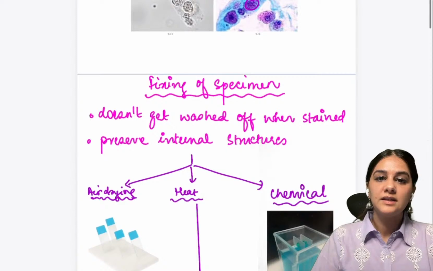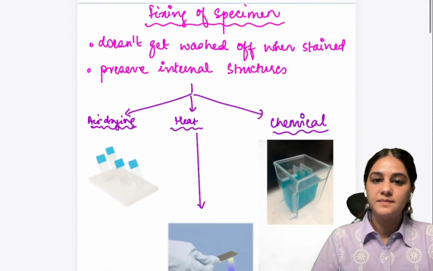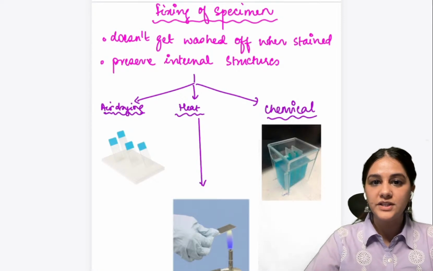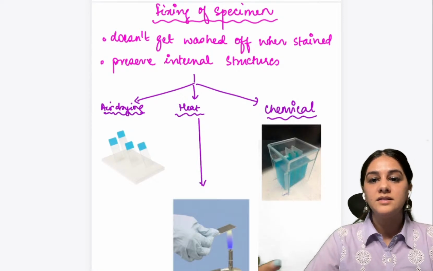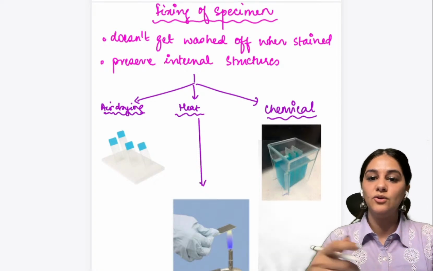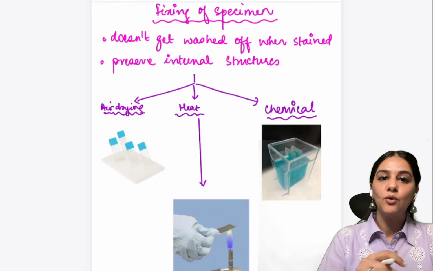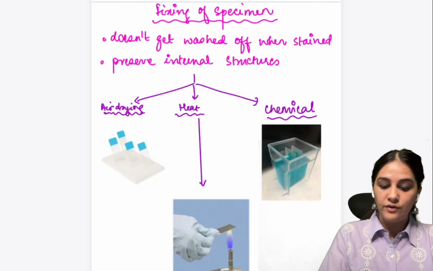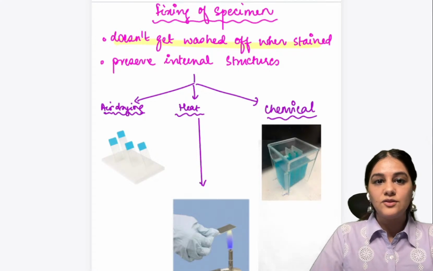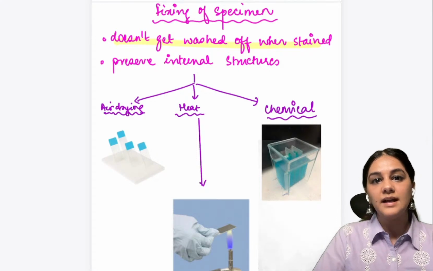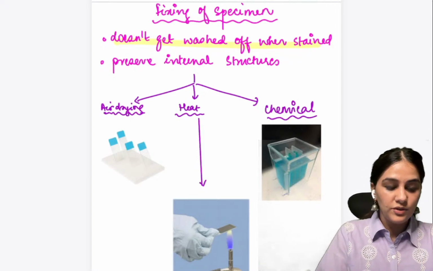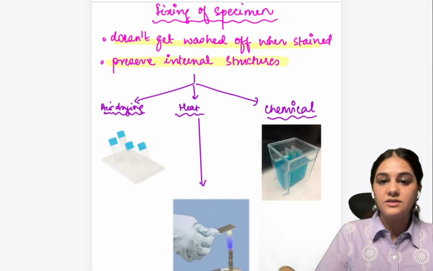Right. So next I want to talk to you about fixing of a specimen. Before we start any kind of staining technique, we are supposed to fix the specimen. What does it mean? Whenever we make a specimen on a slide, we don't want that specimen to get washed off when we are trying to stain it, right? So because of that, we have to fix the specimen. Secondly, we have to fix the specimen because we want to preserve the internal structures.